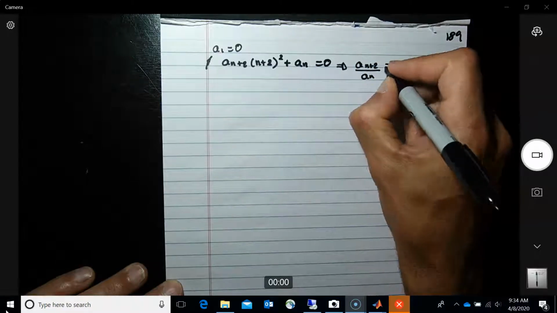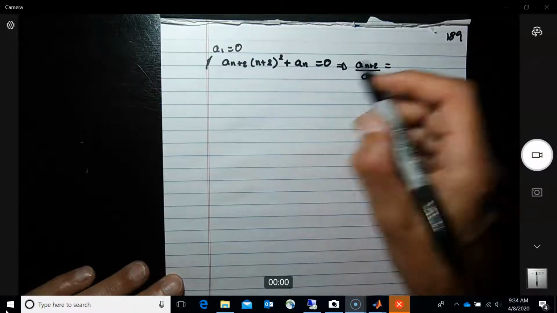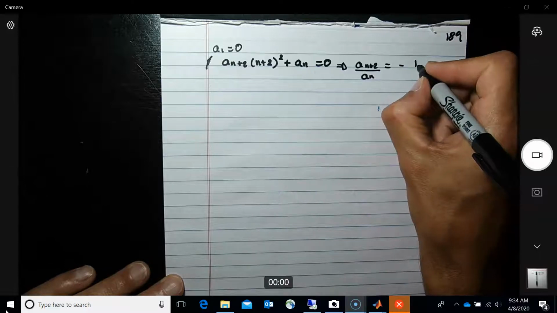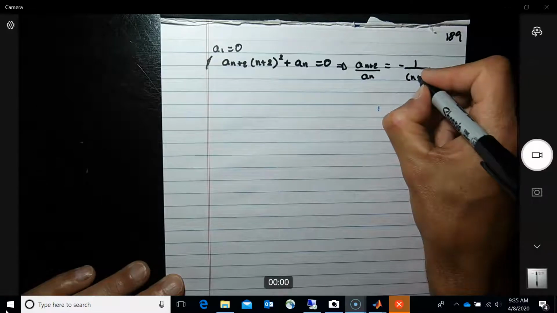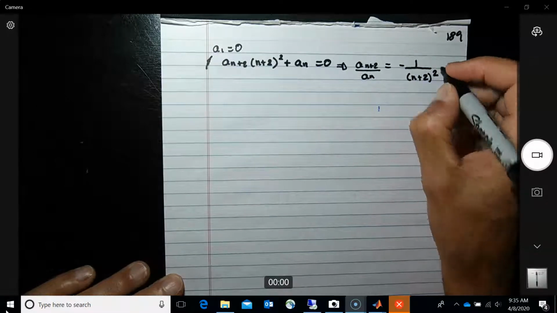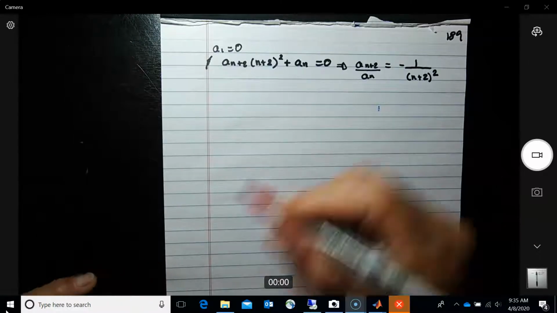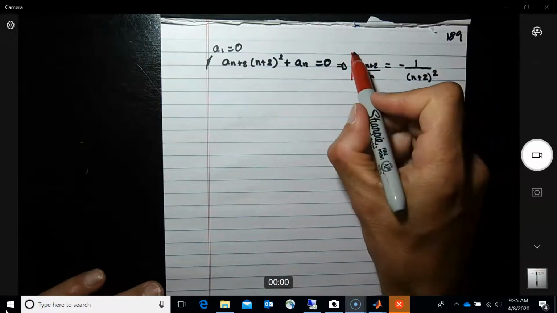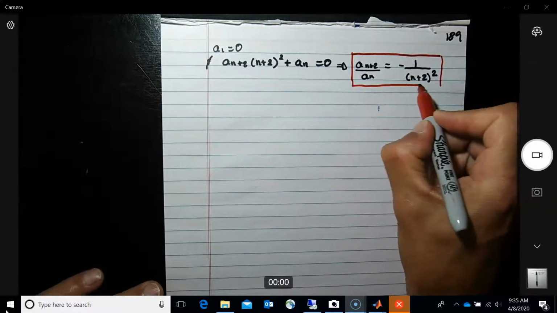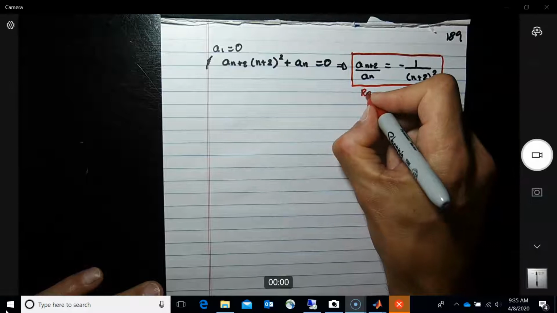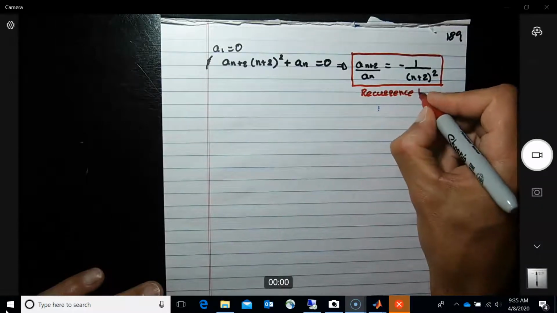Okay, so from the second relation here we find that a of n plus 2 divided by a sub n will be equal to what? This will move to the other side, so it would be minus 1 divided by n plus 2 squared. Okay, so here we have our recurrence relation.